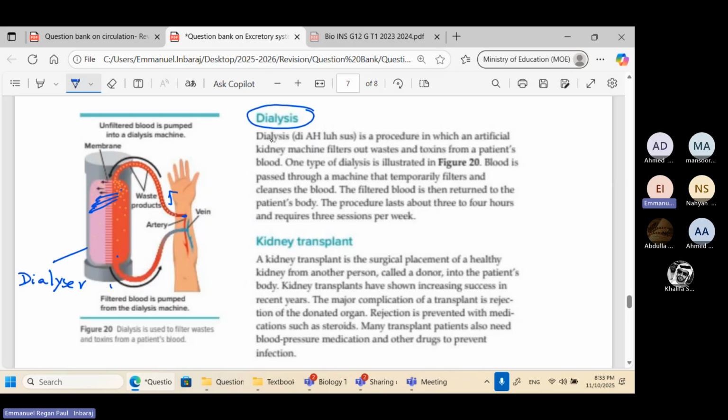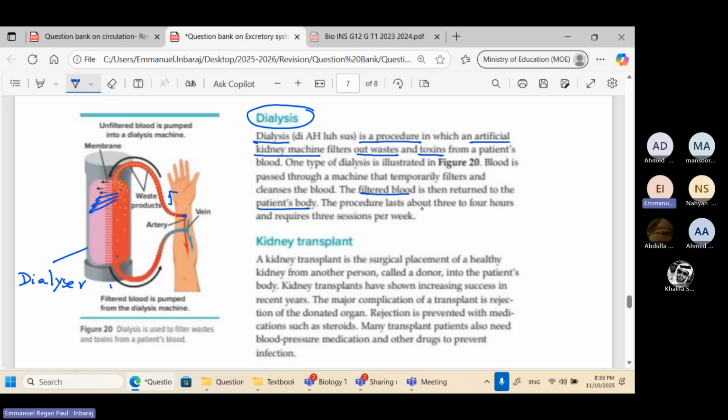Okay. So what is dialysis? Dialysis is a procedure in which an artificial kidney machine, not a natural one, an artificial one, filters out waste and toxins from the patient's blood. And after filtering, the blood is returned to the patient.